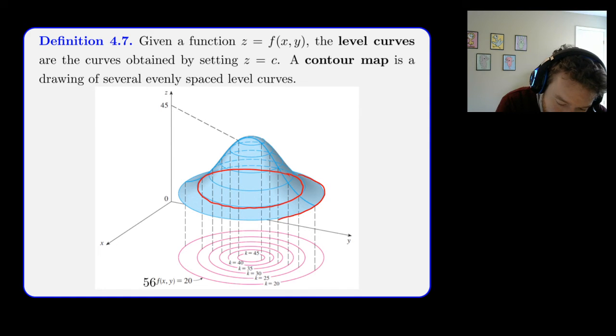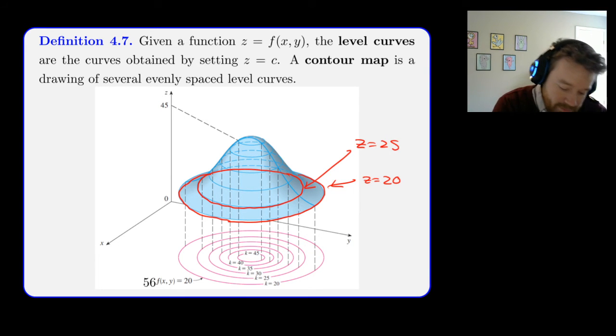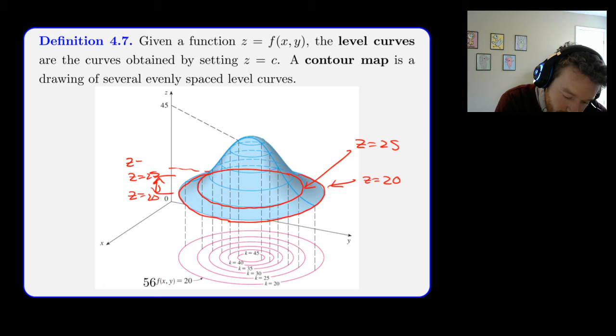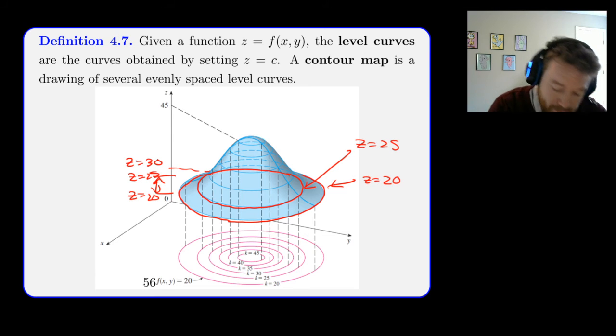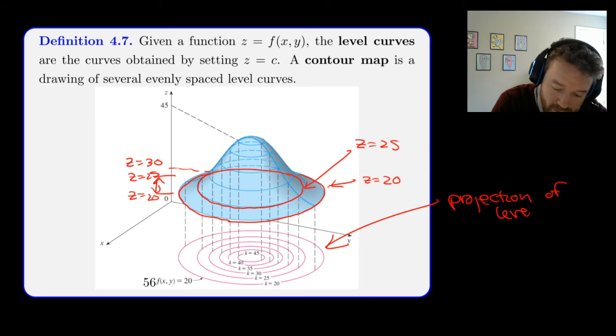For example, the level curves are these things here. They're living in 3 space, and they're when I set z equal to a constant. So for example, this must be z equals 20, and this is z equals 25, and each of these represents a height, right? This is z equals 20, this is z equals 25, this is z equals 30, and so on. These are level curves up in space. If I project these down to the plane, the projection of level curves to the plane, then I get something like a topographical map.